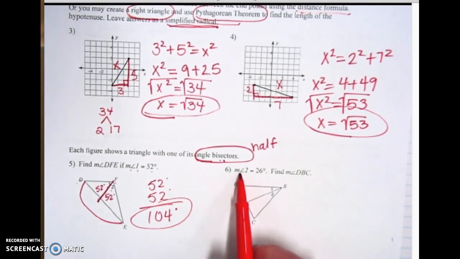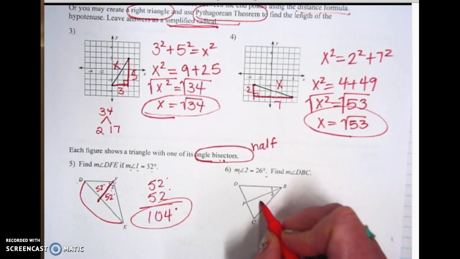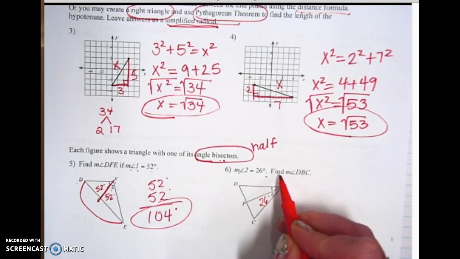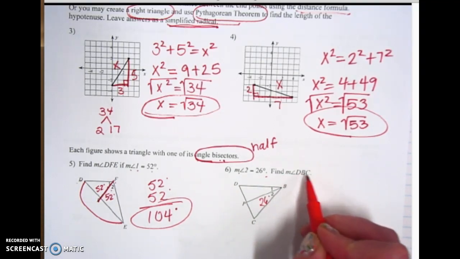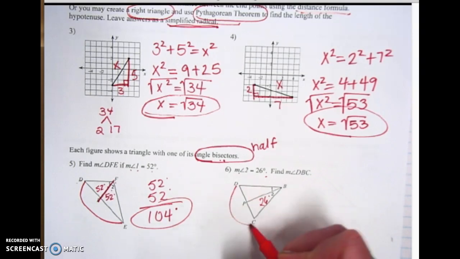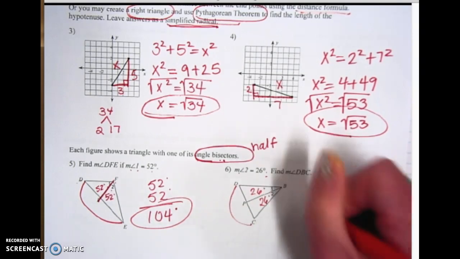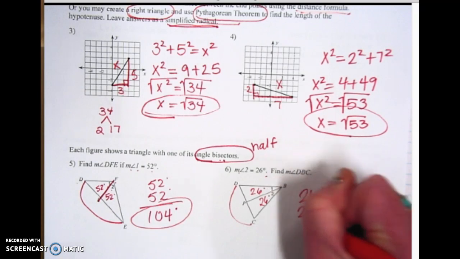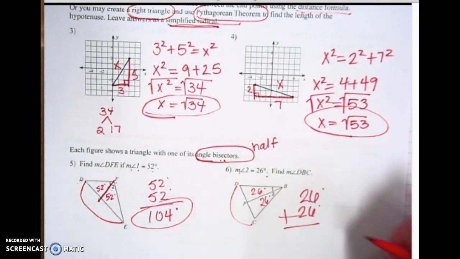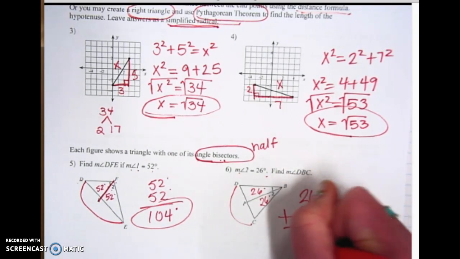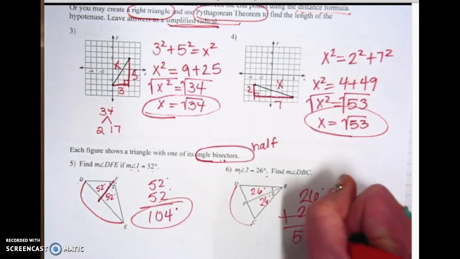Number 6, if measure of angle 2 is 26 degrees, find the measure of angle DBC. DBC, the whole thing, so this one must also be 26. Add those 2 together, and we get 52 degrees.